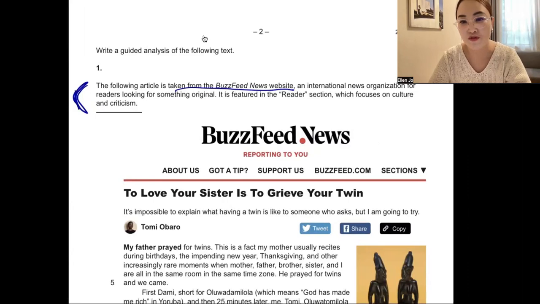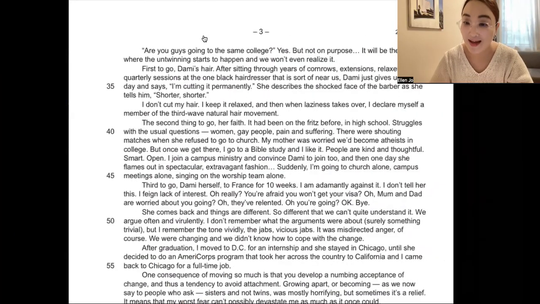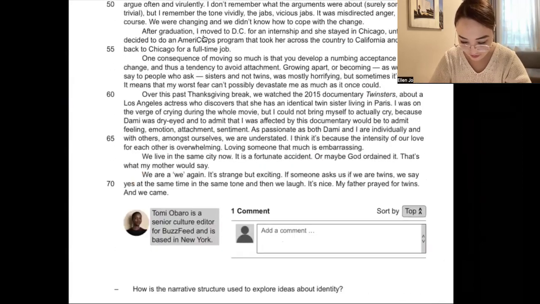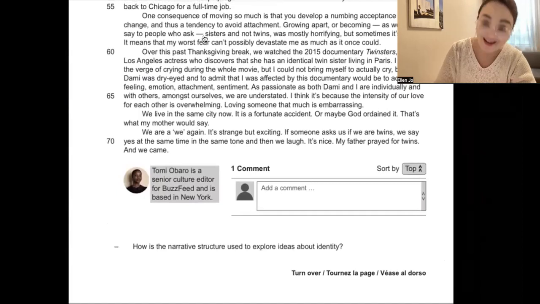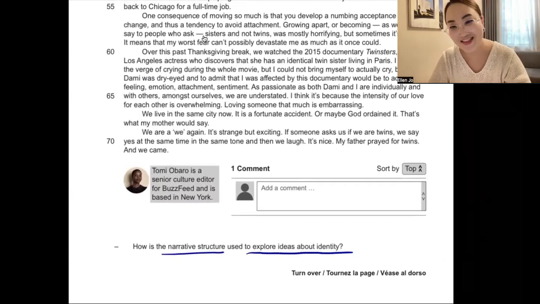What is the way that we are supposed to start to analyze this text? First, you're supposed to read the given information from the very beginning of the text, such as where this article is from, who wrote it, and what it focuses on, whatever is given. And then next, you don't just start to read. The next thing you have to do is to check the guiding question. As you can see, you can find the guiding question at the very end of this text. What does it say? How is the narrative structure used to explore ideas about identity? Which means this guiding question is going to determine your essay structure, surely.